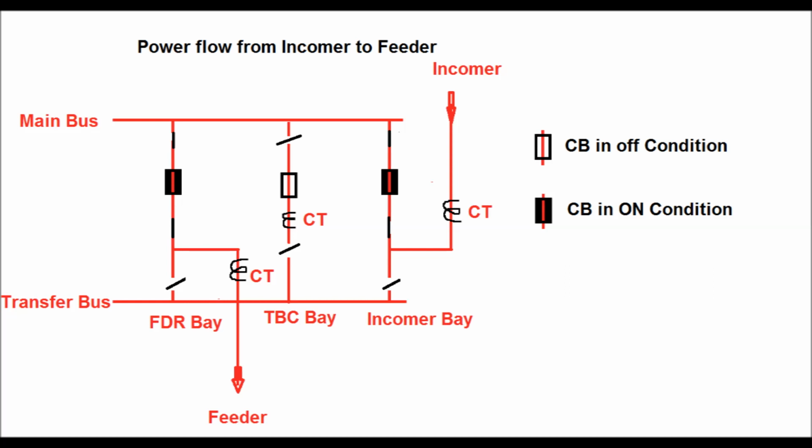Then we have to close the circuit breaker so that the power can flow to the main bus. Similarly, to draw the power for the feeder, the main bus side isolator and line isolator should be closed for the feeder bay, and as soon as the breaker of the feeder bay is closed, power will flow towards the feeder. So this is how the power flows from the incomer to the feeder.